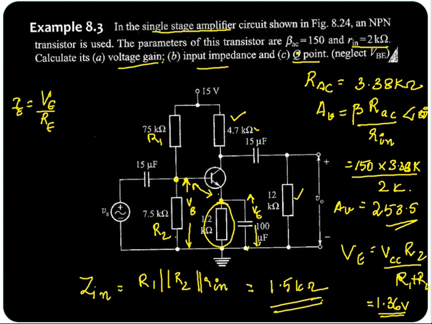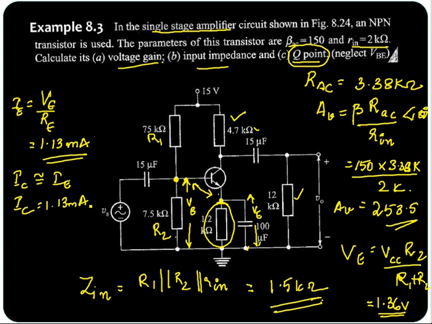So you are asked to find the Q point. So you are going back to your DC analysis now. Okay, so this is the DC analysis part we are doing to find the Q point of this particular circuit. So what is VE by RE? It is 1.36 by 1.2 kilo ohm. This is 1.2 kilo ohm RE value. So you will get it as 1.13 milliampere. Assuming IC to be approximately equal to IE, you can take IC equal to 1.13 milliampere.